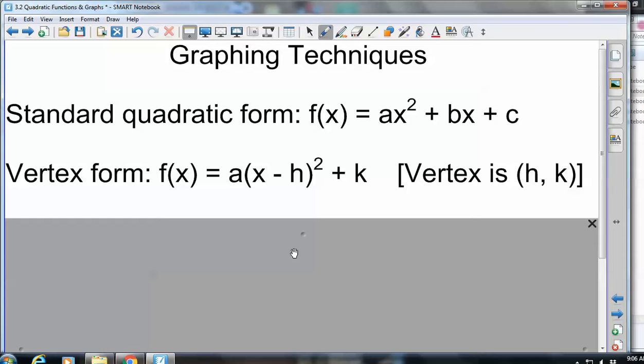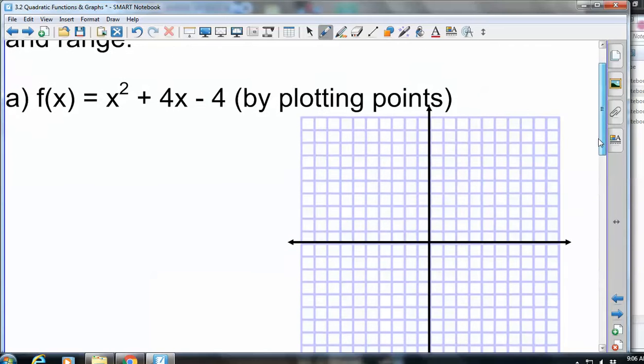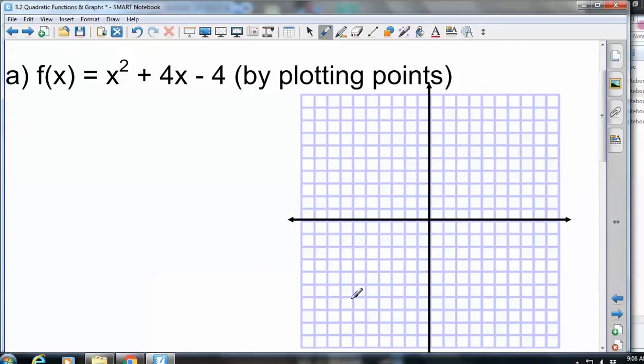So we are going to graph some parabolas. First option, let's just say I gave it to you like this. You don't know transformations for graphing that, so let's just say I went back to the old-fashioned way and I told you to plot points. Could you plot points to graph it? We'll make a T-chart. Why not? Let's try it.